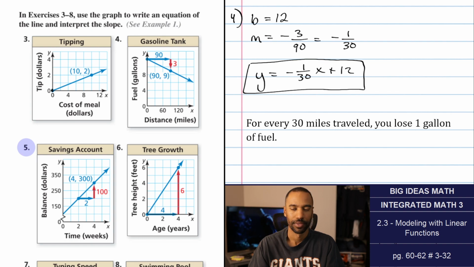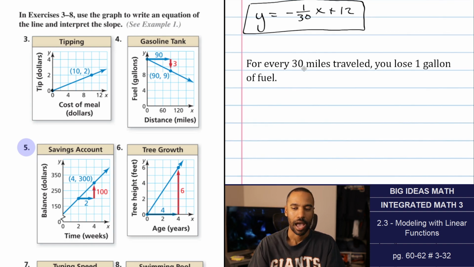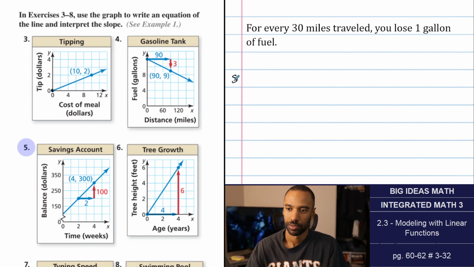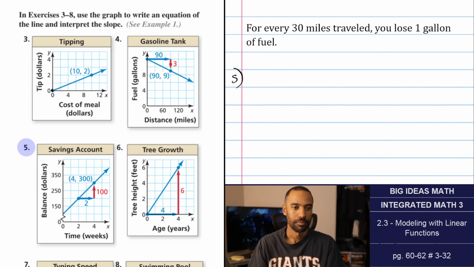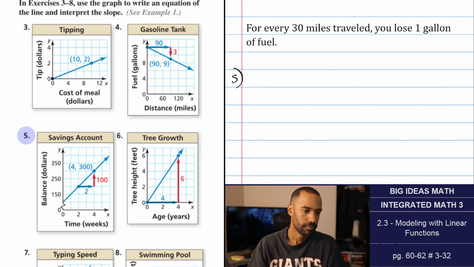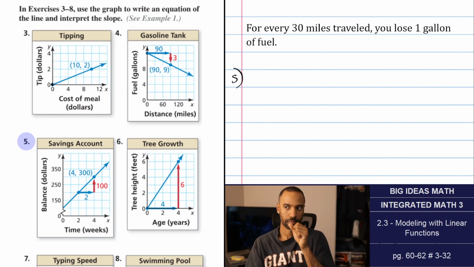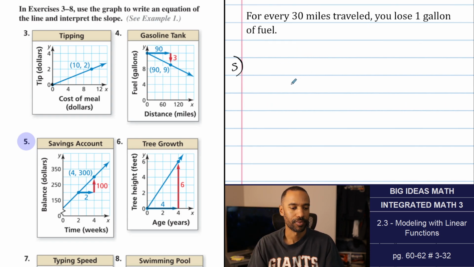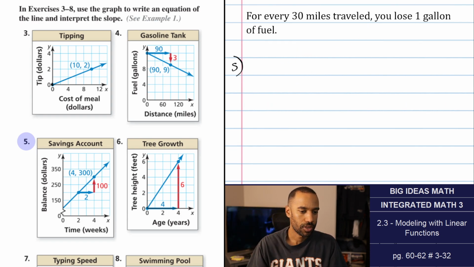Okay, number 5. Savings account. How much time in weeks has elapsed, and what your balance is in dollars. Whether it's gaining interest, whether you're adding to it, whether it's making money, whatever. Okay, so let's go to the y-intercept.